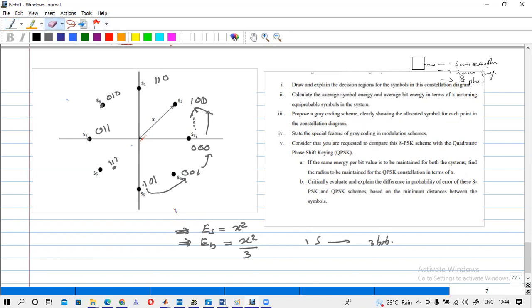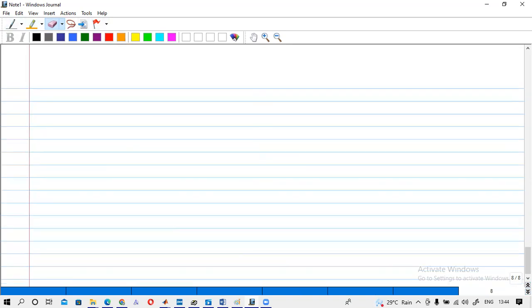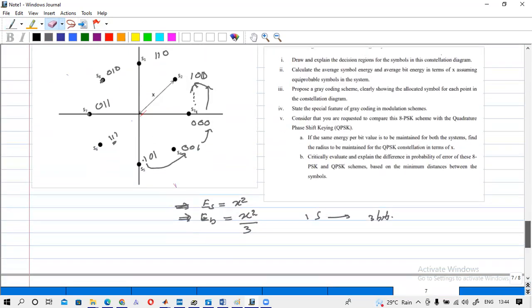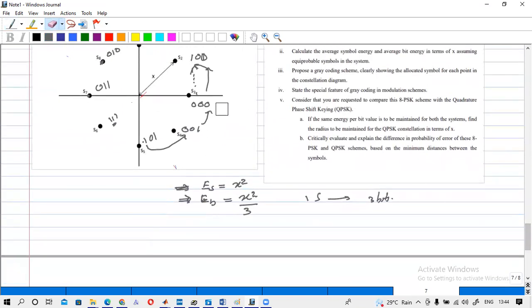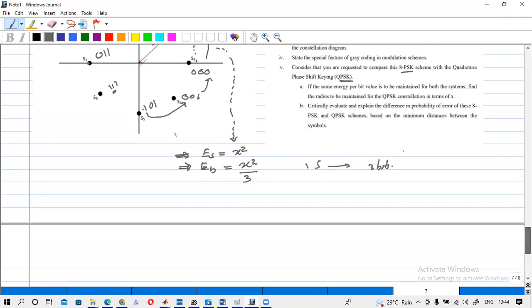Now we come to the important point. Now you have to compare the two modulation schemes. So we are going to compare 8PSK and QPSK systems. Now we have found some parameters related with the 8PSK scheme. Now we are asked to design a QPSK system.